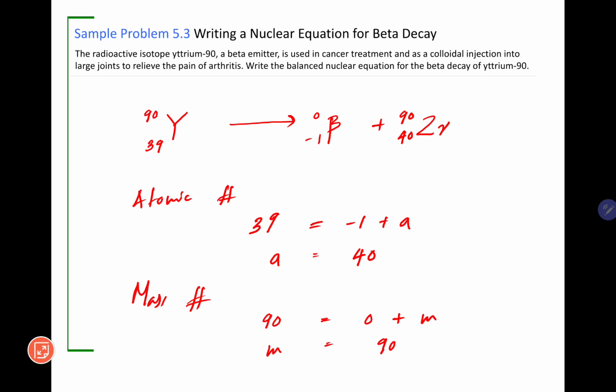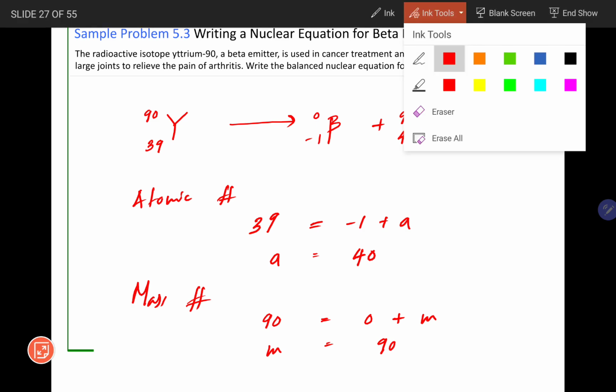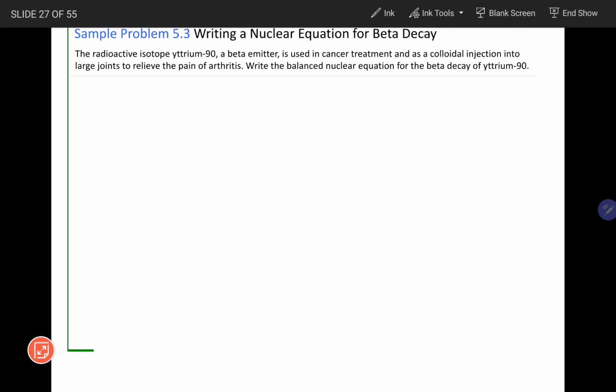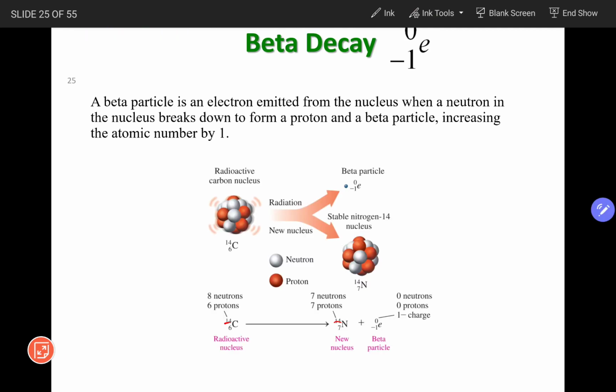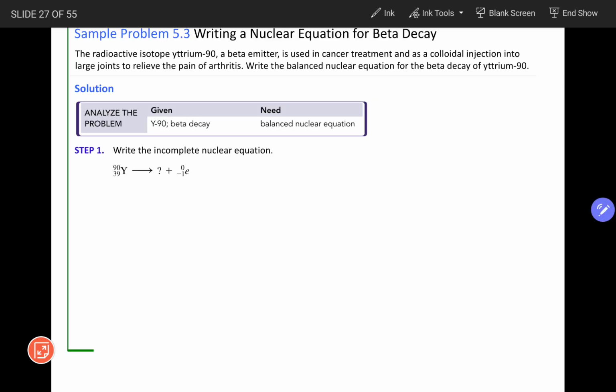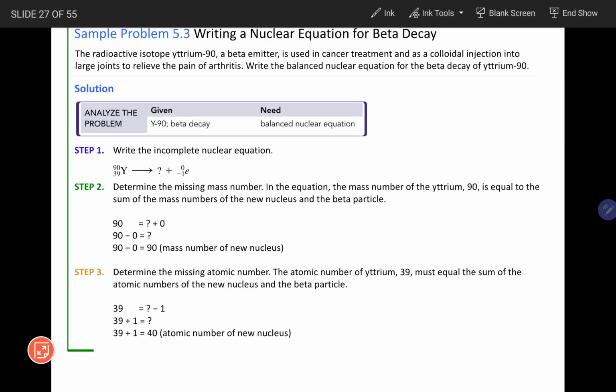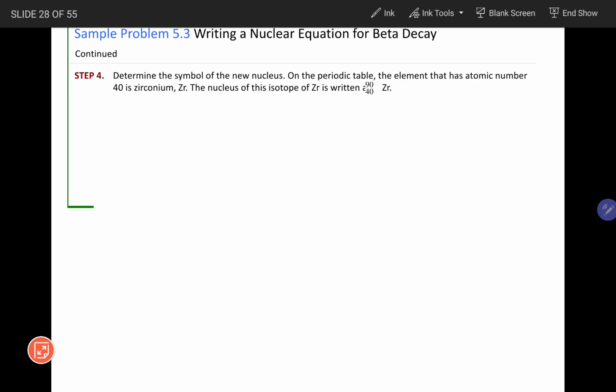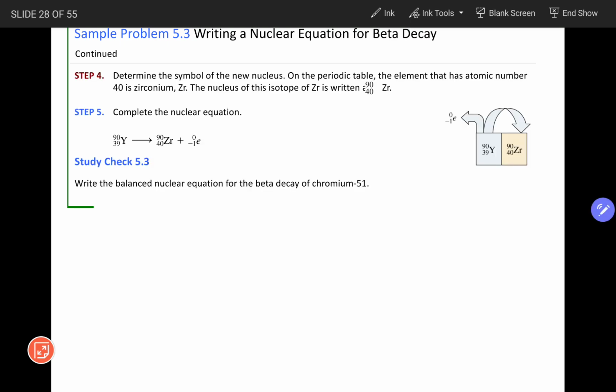All right, so this is how you do it, guys. This is your answer. Okay, so this is the balanced equation and the new species. These are the answers. I already explained it, but you can pause the video and then write it down if you have to.